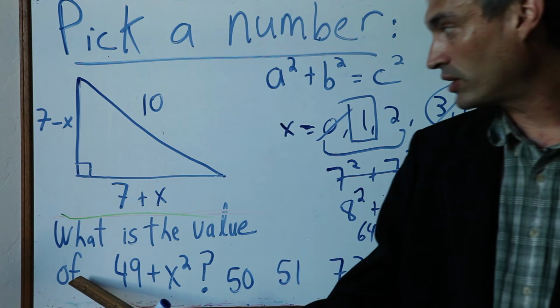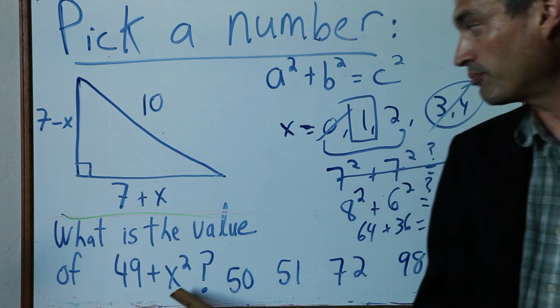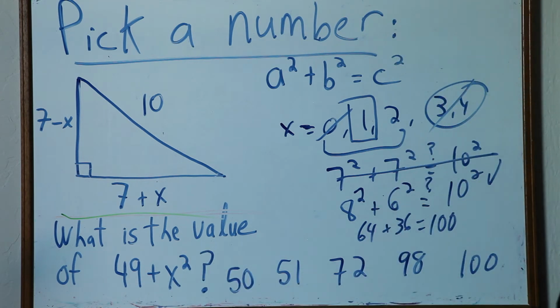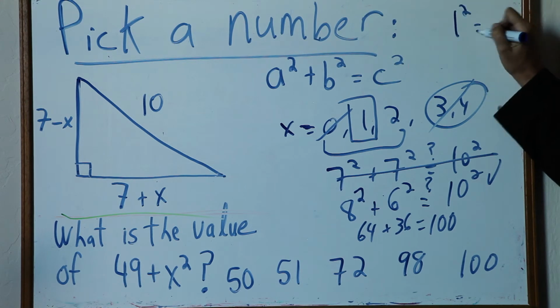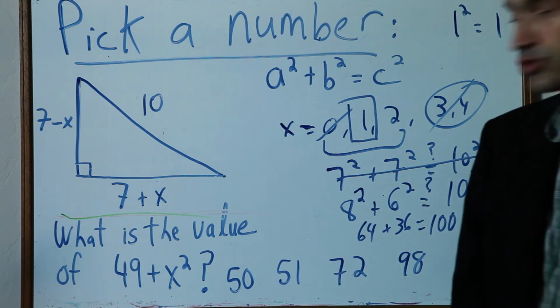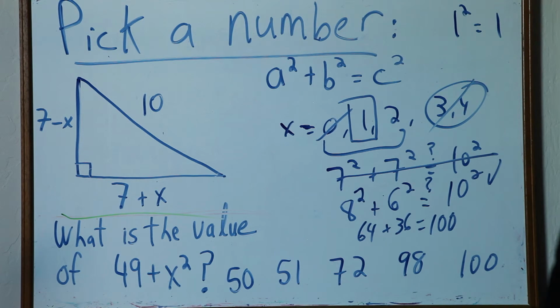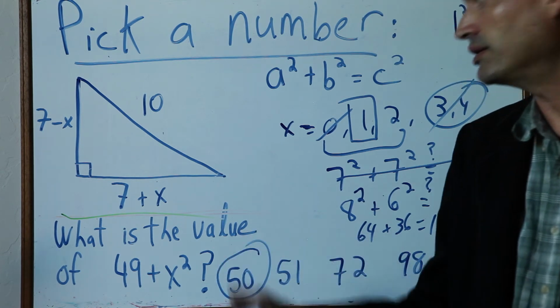Let's go back to the question. What is the value of 49 plus 1 squared? 1 squared is, of course, 1 times 1, or just 1, and therefore 49 plus 1 equals 50.